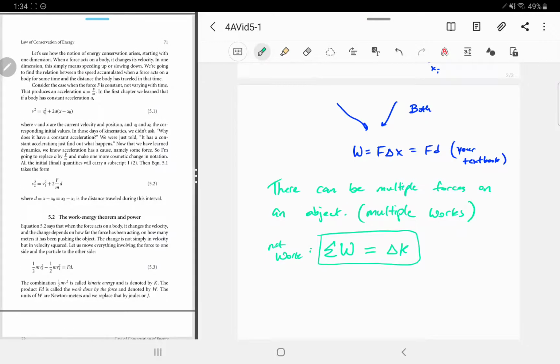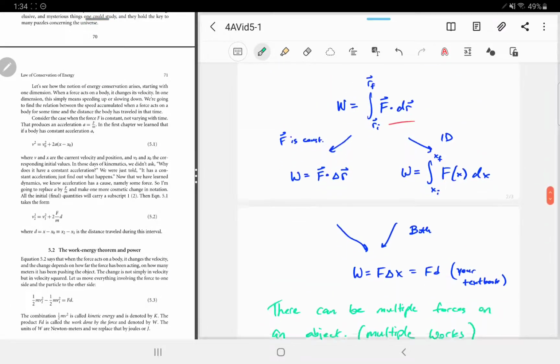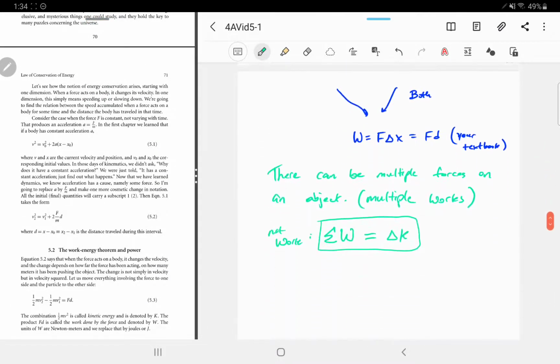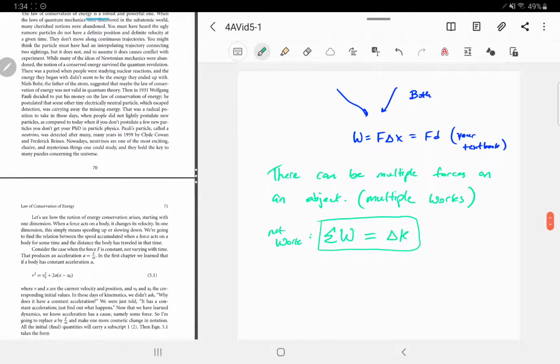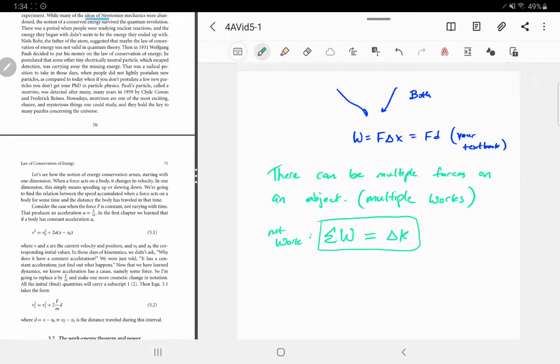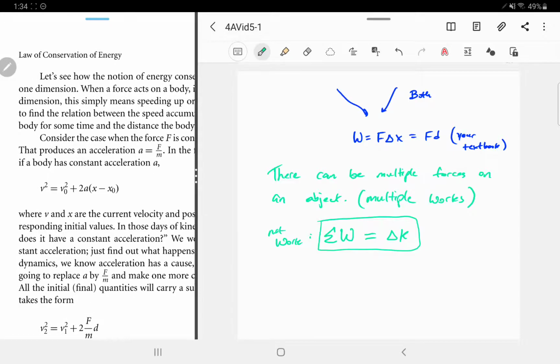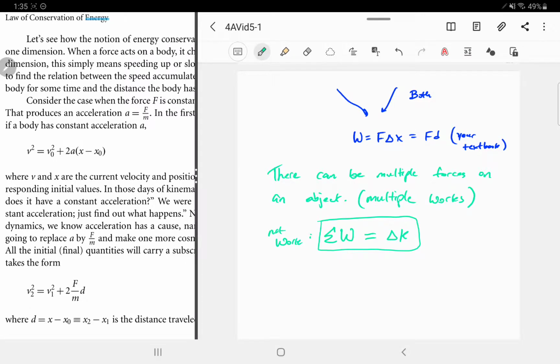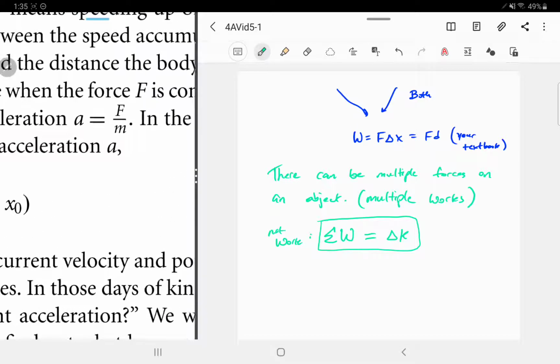Now your book proves this for these special cases, under these simplifying assumptions. Your book is doing a lot because it takes this equation for kinematics, v final squared is v initial squared plus 2a delta x, and replaces a with F over m. See Newton's second law right there?